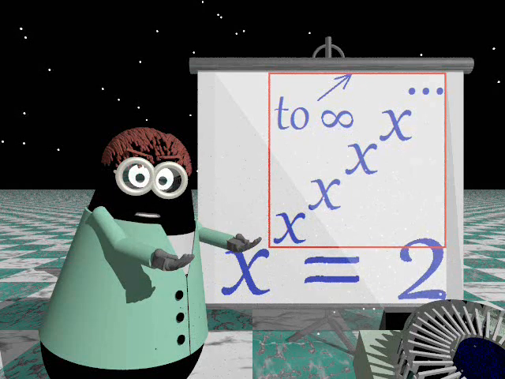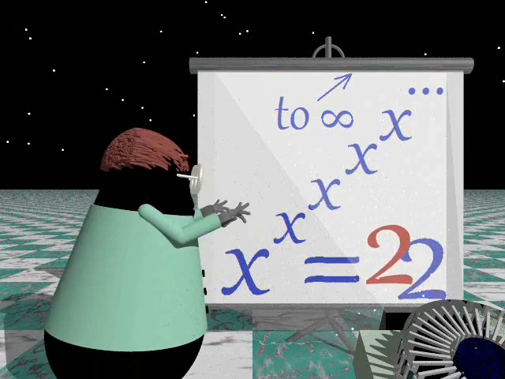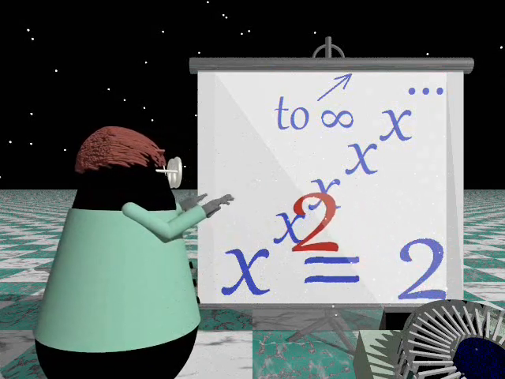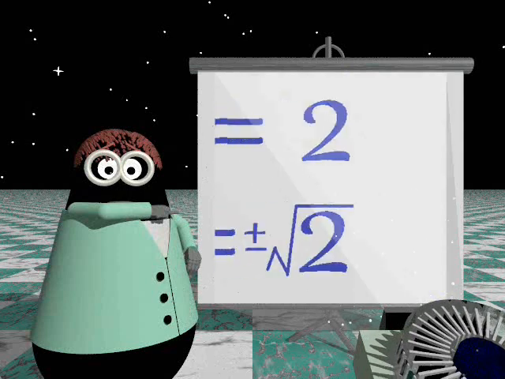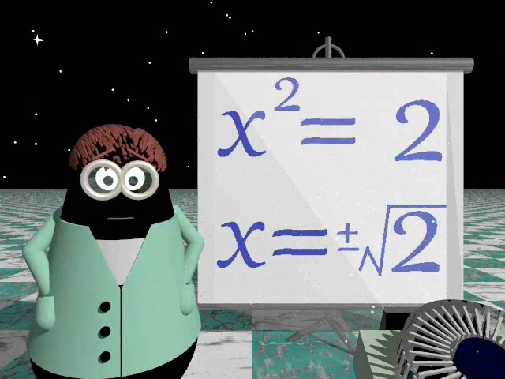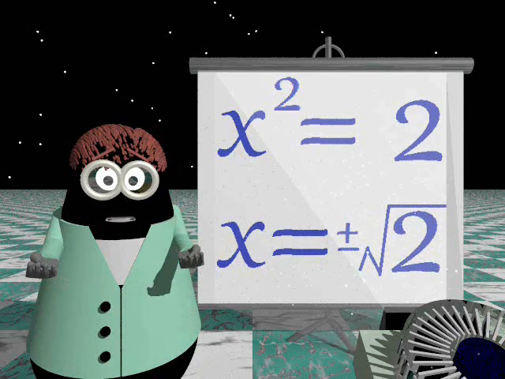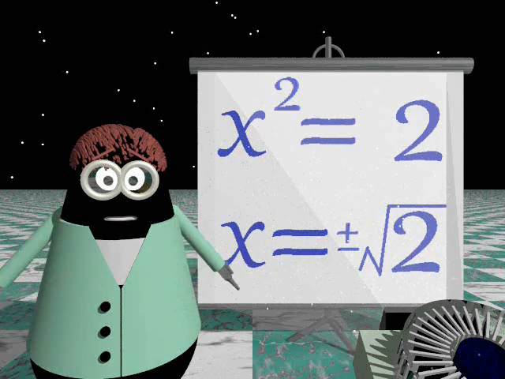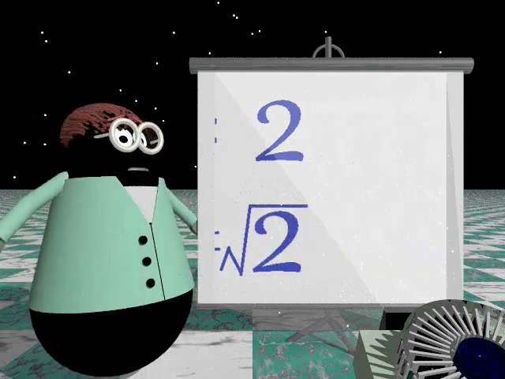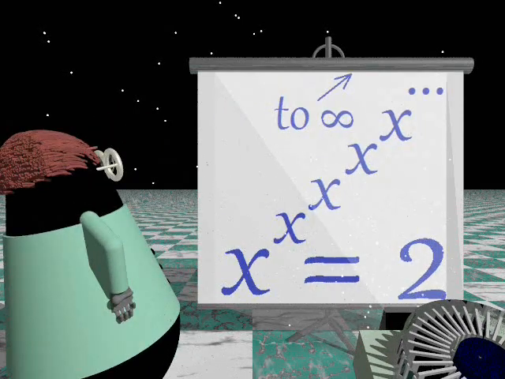The original expression comes to 2, so does that stack of powers. Basically, we can replace all those powers with the number 2, which leaves us with something that is trivially easy to solve. X squared comes to 2. X is plus or minus the square root of 2. See? Simple. And of course there's no reason why we should stop there.